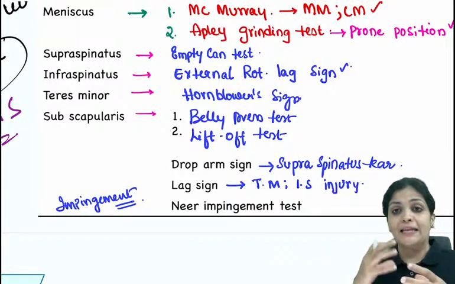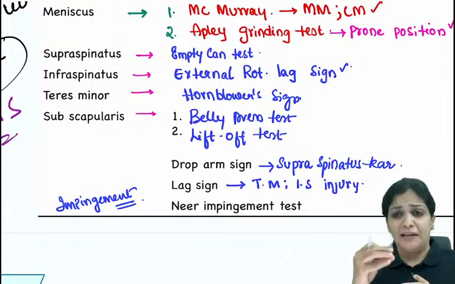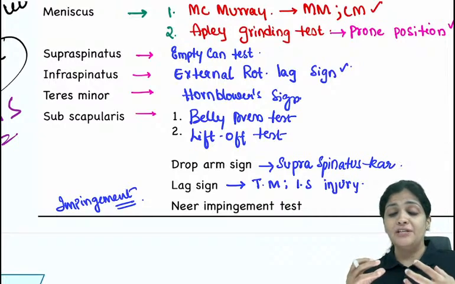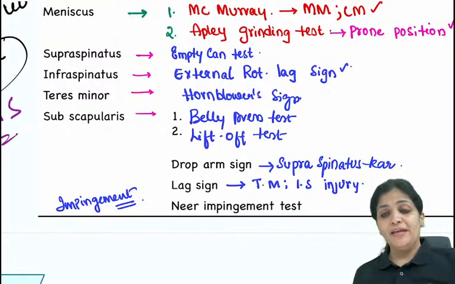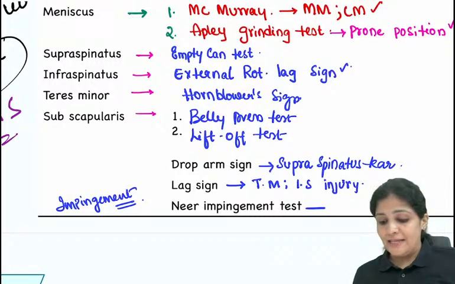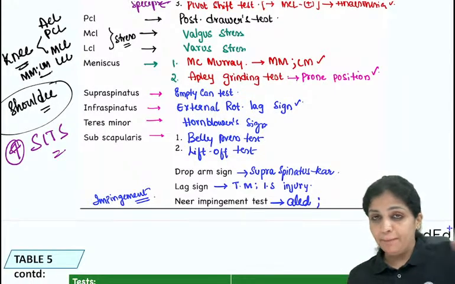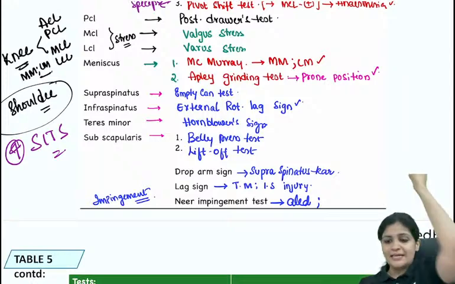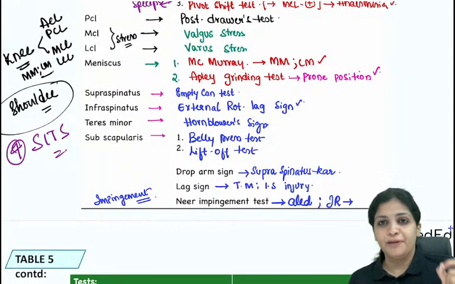So whenever there is an impingement in that particular area because of supraspinatus tendinitis or subacromial bursitis, the patient will have severe pain whenever he abducts. So now what you do is you abduct the arm and you internally rotate the arm. That is called the Neer impingement test. So there is a complete abduction of the arm, and then what you do is internal rotation. So this is the Neer impingement test.